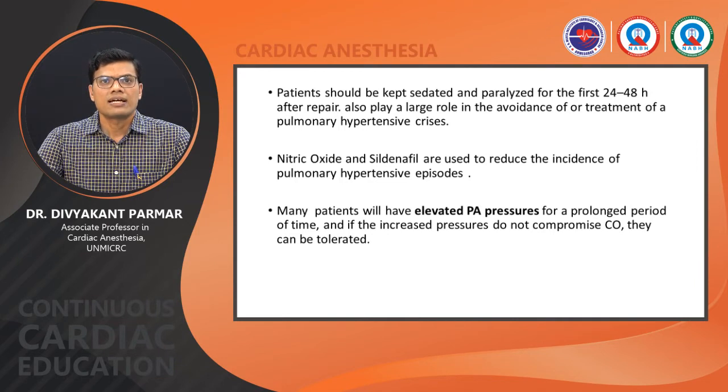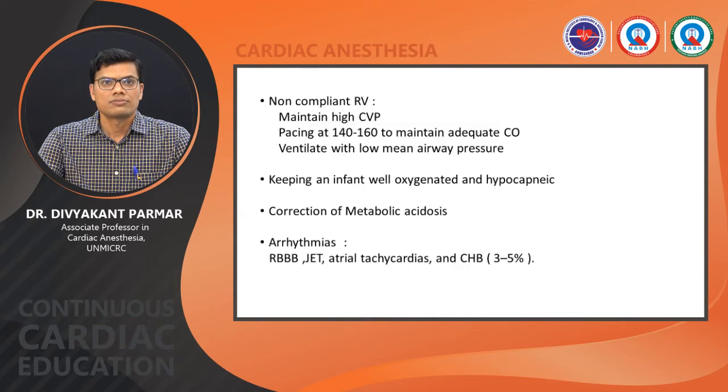Inhaled nitric oxide and sildenafil or bosentan are used to reduce the incidence of pulmonary hypertensive episodes. Many patients will have elevated PA pressures for a prolonged period of time, and if the increased pressures do not compromise cardiac output, they can be tolerated. Due to the presence of a non-compliant right ventricle, we usually maintain a high CVP around 12 to 13 cm of H2O, and there is a very small increase in cardiac output in response to a large infusion of volume.